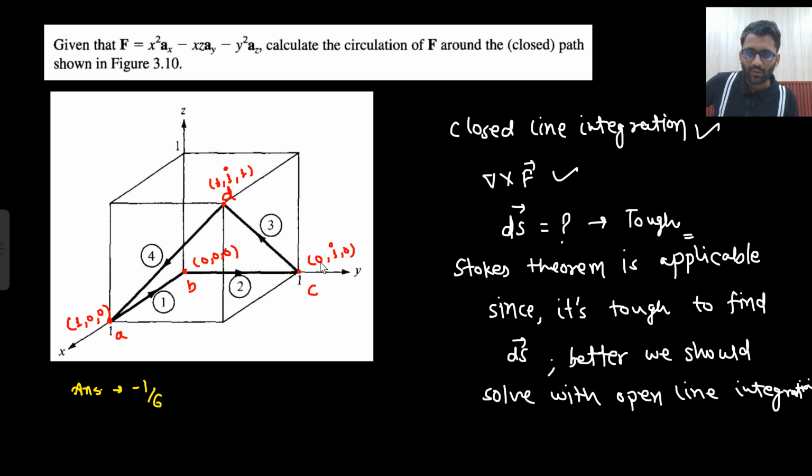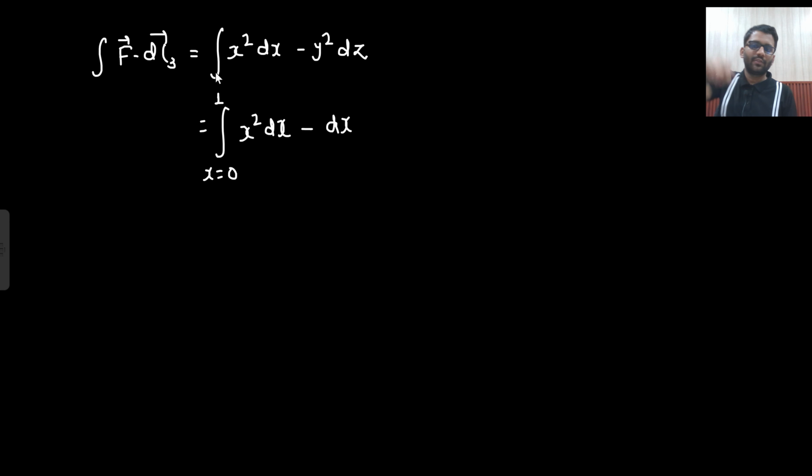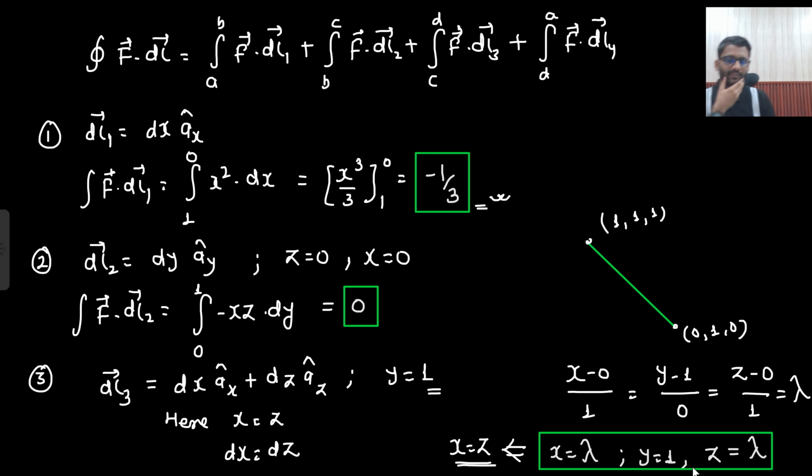X is changing from 0 to 1 only, no? So here x was 0, here x is becoming 1. So x is changing from 0 to 1. So the limit is 0 to 1 and this is how I am replacing it. Is that clear to you or not?